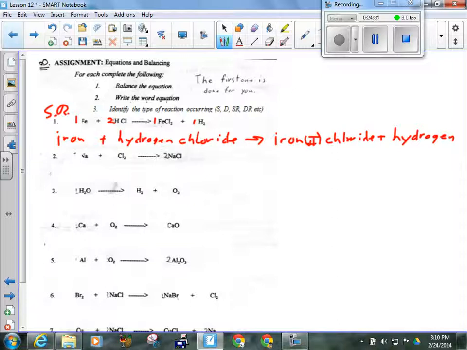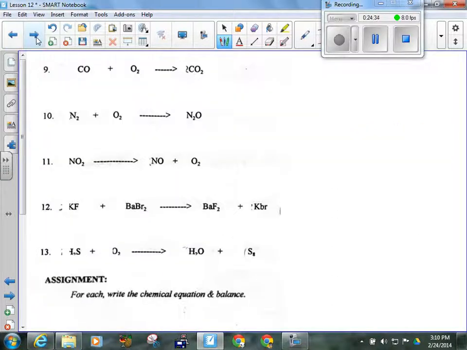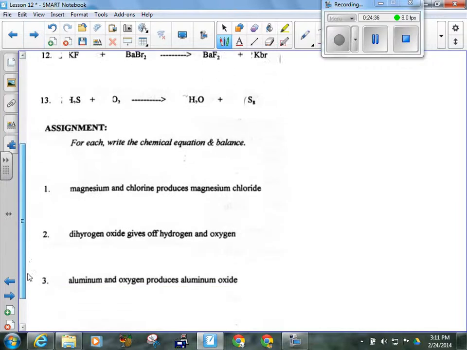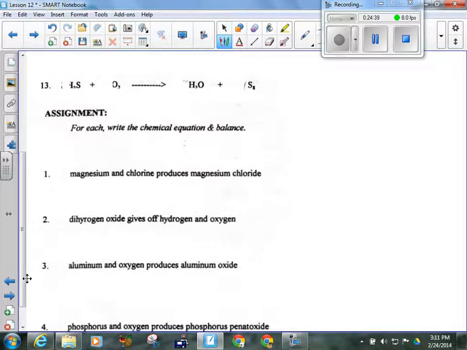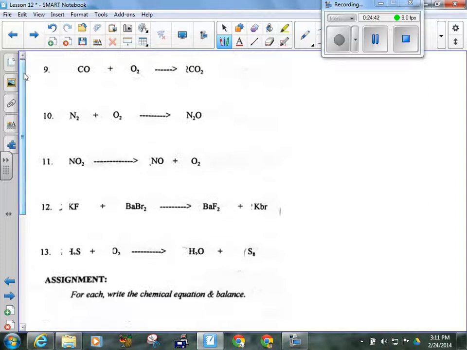So that's what you're doing for each one on that second sheet. And then when you get to the second side of that, which probably won't happen today, it gives you the reaction in words, and you've got to write it out in formula form, balance, all that good stuff.